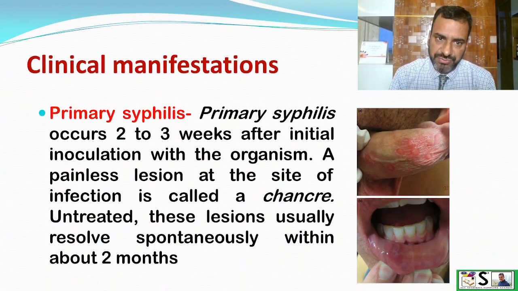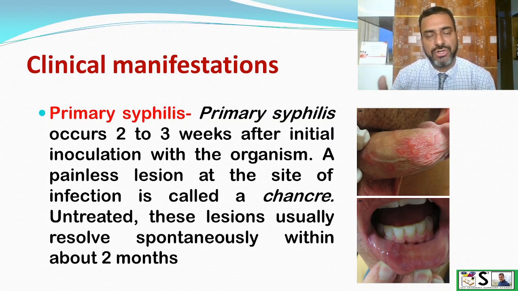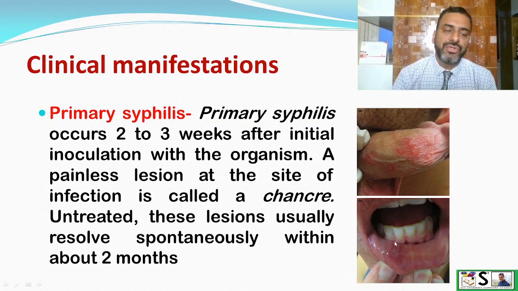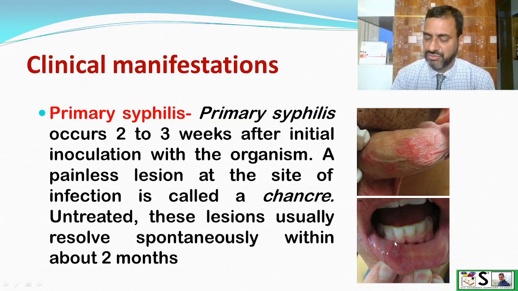What is primary syphilis? It occurs 2 to 3 weeks after the initial infection with the organism, and there is a painless lesion at the site of infection, called chancre, normally at the site where the sexual contact took place, for example on the penis or on the oral mucous membrane. Usually this lesion heals automatically within 2 months, whether treated or not.